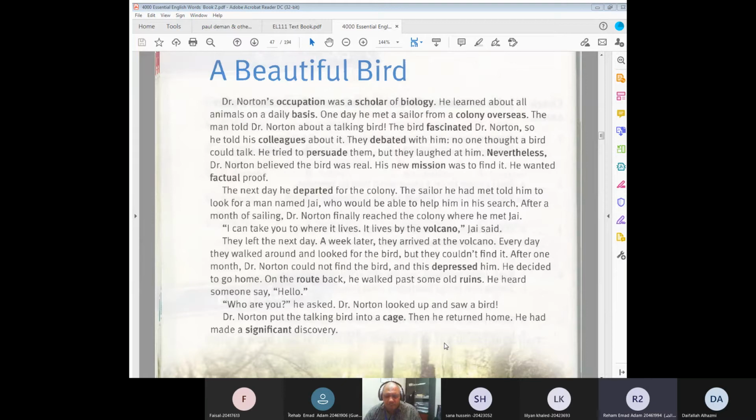From what I have understood from the passage, it's about a Dr. North. He's working like a scholar of biology. He was trying to speak with the bird, but the bird doesn't want to, I think. And he lost him, so he asked his colleagues, and they tried to find him. But they couldn't. I'm not sure.